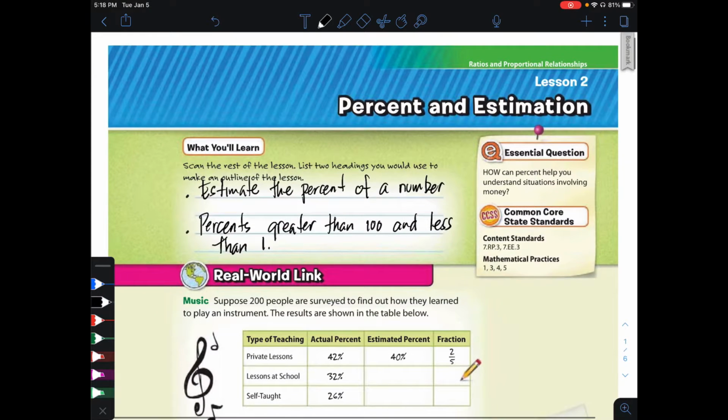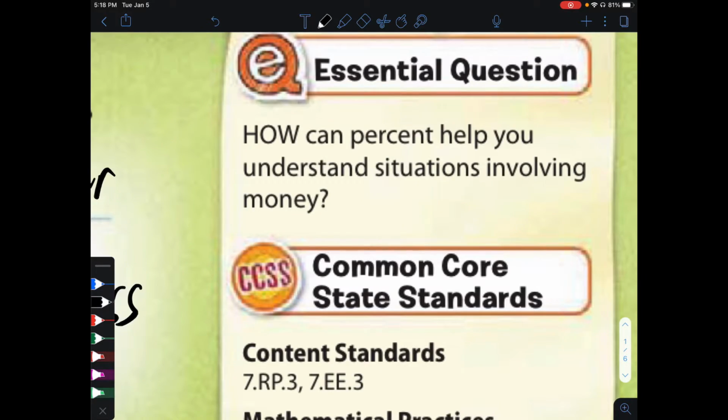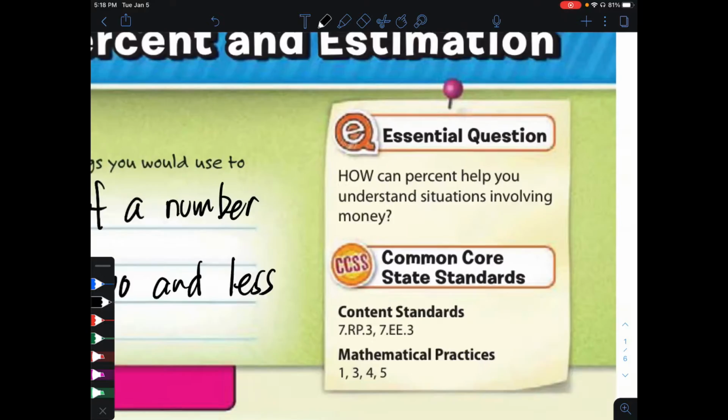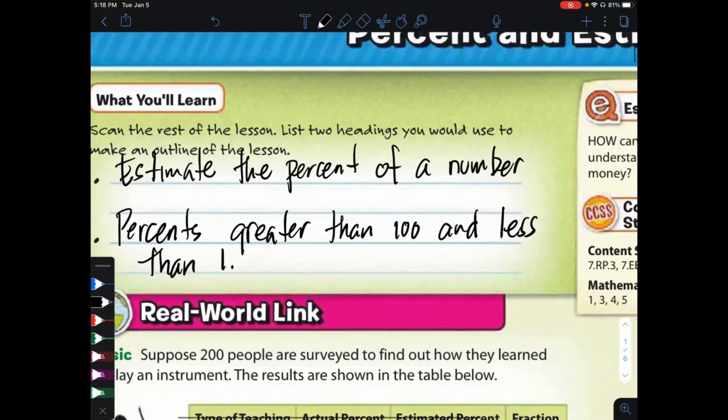This is lesson 2 on chapter 2, percent and estimation. And again, we go back to our essential question. How can percent help you understand situations involving money? Okay, so the two things that we will be learning in this lesson are these two.